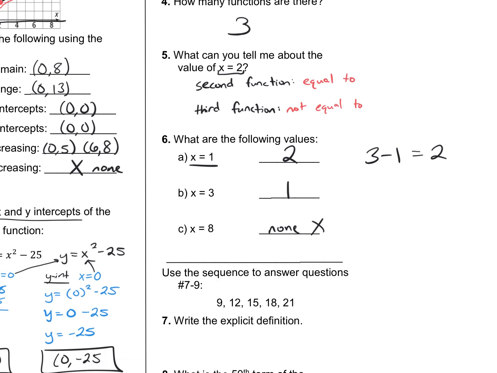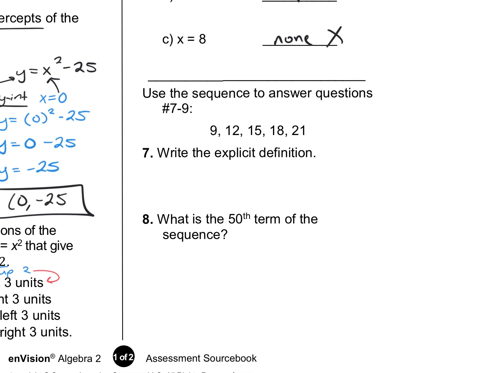On to sequences. So I give you this sequence here. We're using that sequence for 7 through 9. Explicit definition, I had you write that down. What is the explicit definition? An equals A1 plus d times (n minus 1).